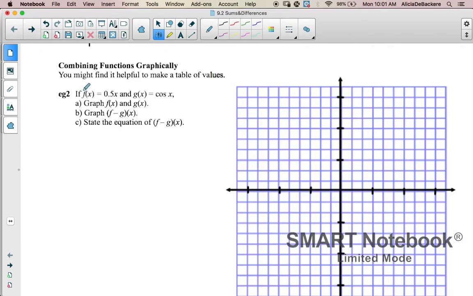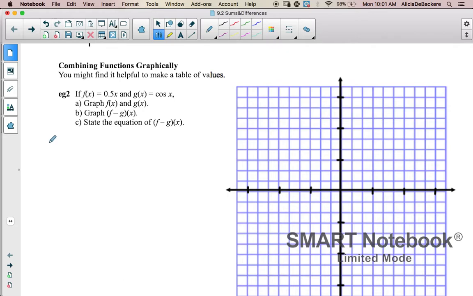So in this example here, I've got f at x is 0.5x, so it's just a line with a slope of 1/2. And then here g at x is cos x. So that's actually a more complicated function. So I'm probably going to actually start focusing there, and the line is easy to find points on. My job is to graph those two functions, and then in part B, I'm going to graph the subtraction of those two functions. So that's some sort of weird function that I don't know anything about. And then finally in part C, I'll state the equation.